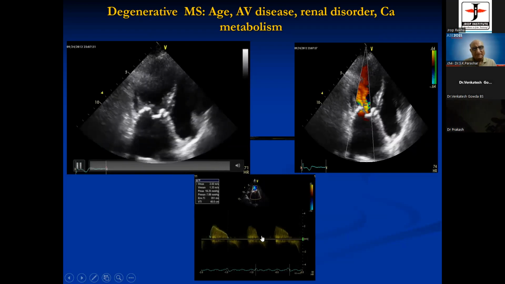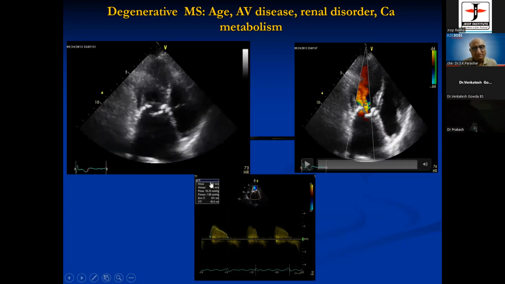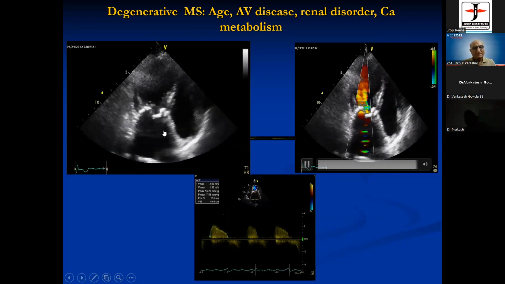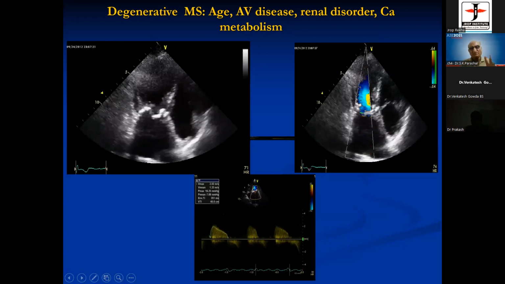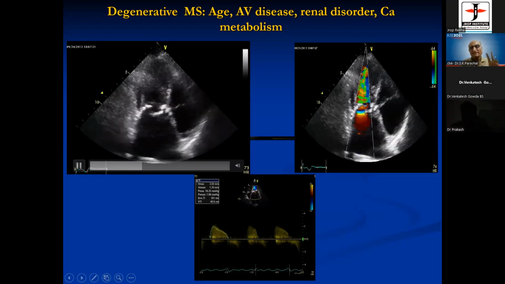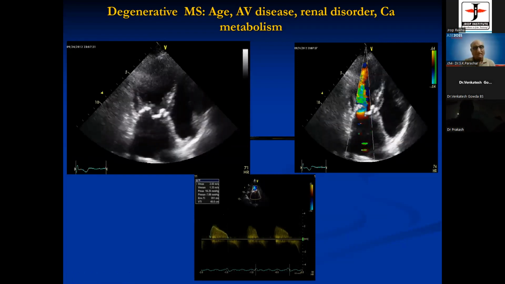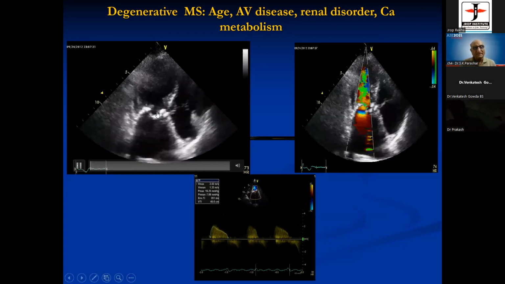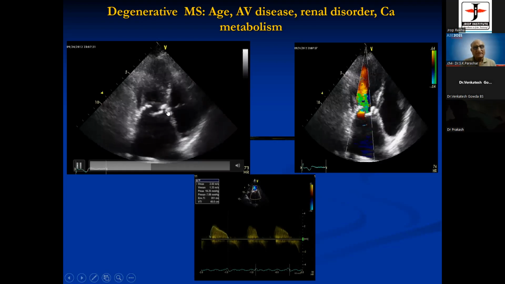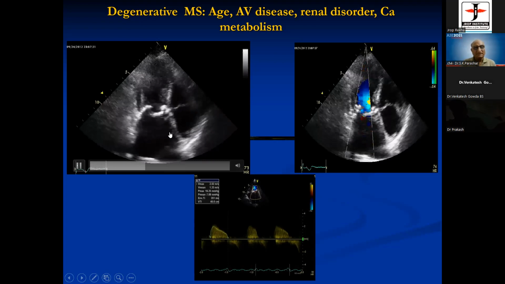The mean gradient is about 7 or so, and because we have planimetry data, you can get peak, mean, and the VTI, everything. So there are many causes of mitral stenosis, but for you, remember rheumatic and degenerative. Sometimes you may get a patient of mitral stenosis at the age of 50, 55, and you find mitral annular calcification. If you find these increased gradients, that means mitral annular calcification is leading to a stenotic lesion. So these are the two main causes for you. Others you can skip for the time being.